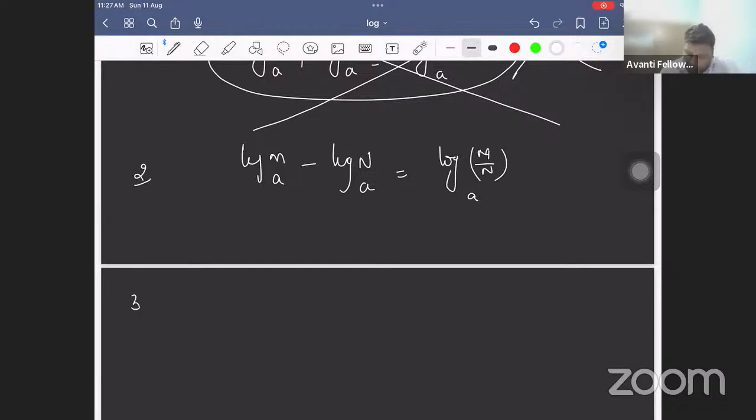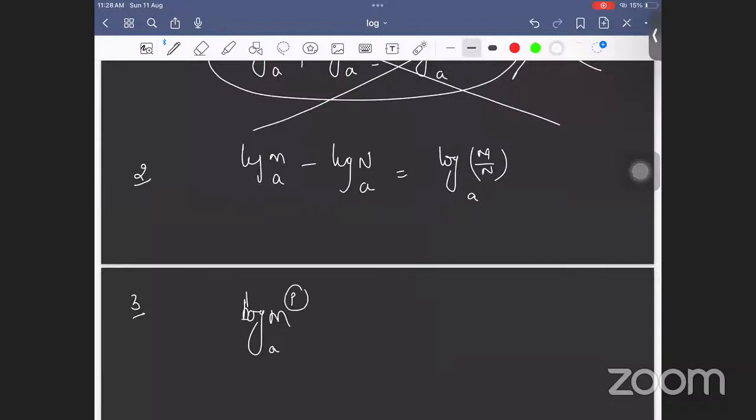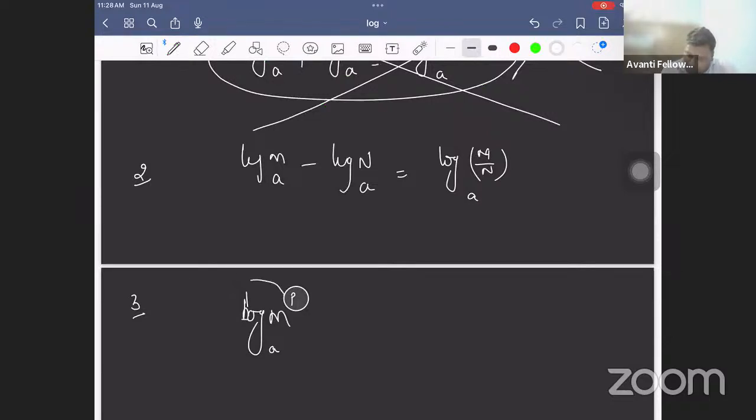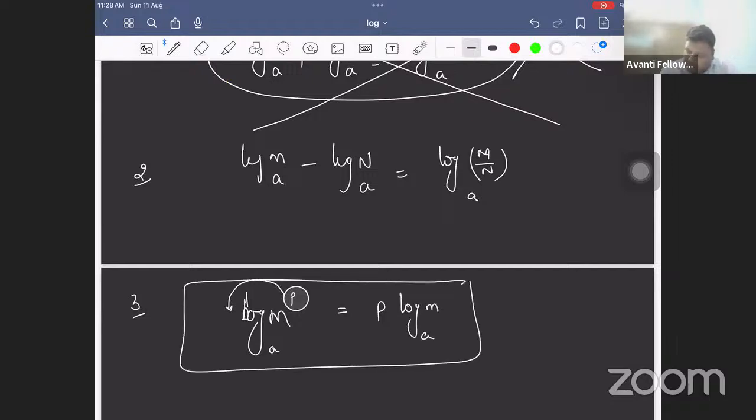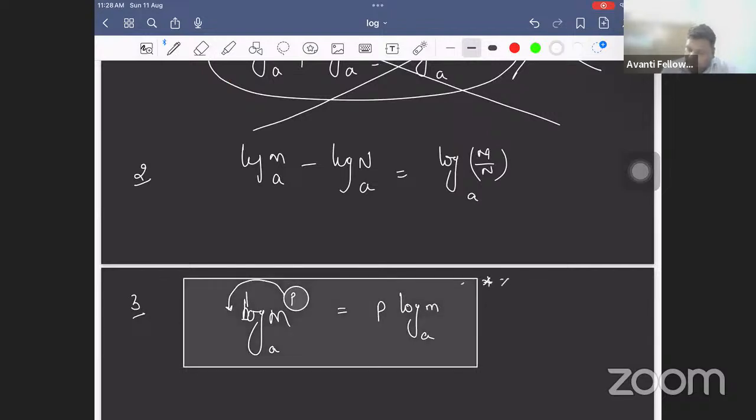Now, third property, log m to the power p base a. Now see, what important thing is here, whatever the power of component is here, like p, you just bring this power out. It is p log m base a. Very, very, very important once again. There are not so many properties, but only 4-5 properties are there which are actually important.